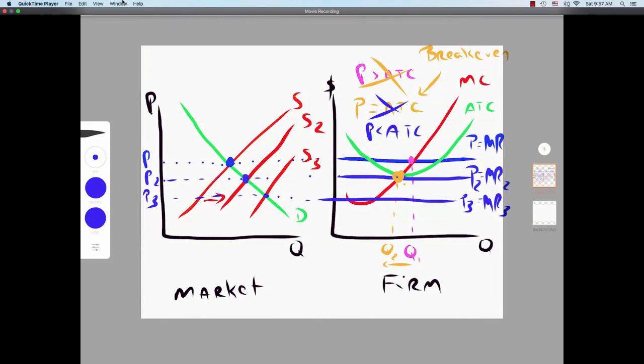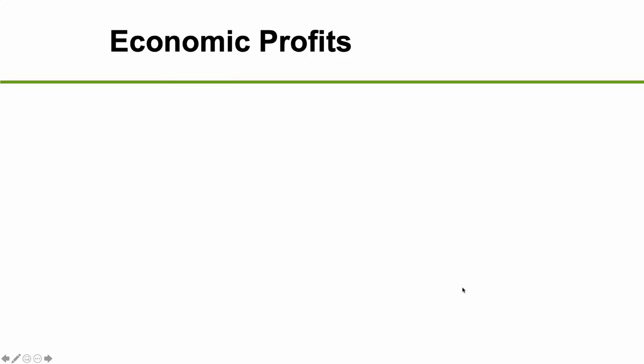Your loss minimizing output would be right here. So Q3 would be the loss minimizing output. You're losing money because price is less than average total cost. So to lose the least amount, you want to produce at Q3. All right, so let's put this in context here as we wrap up.